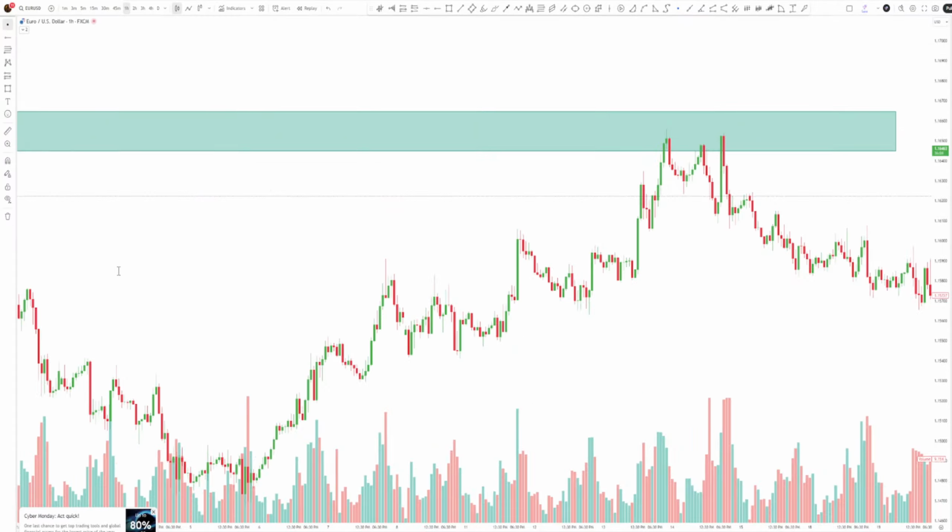Now step 3: check for consolidation. The zone should be a tight range, not a wild swing.